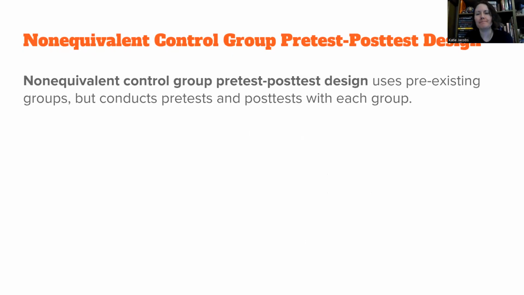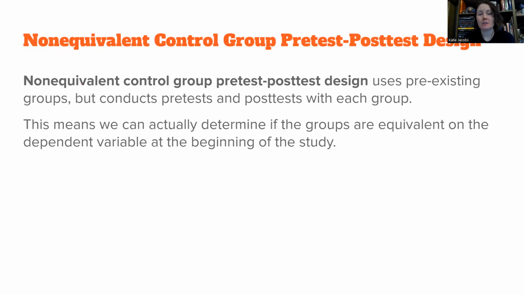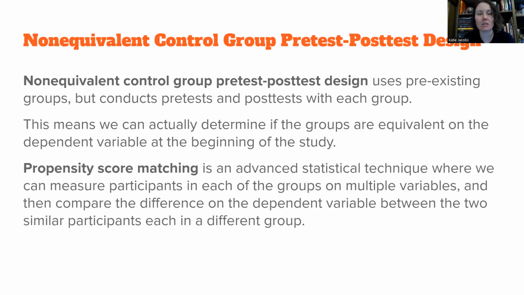So we also have the non-equivalent control group pre-test, post-test design. With this design, we use pre-existing groups, but conduct a pre-test and post-test with both of the groups. So honestly, this is kind of good because we can actually determine if groups are equivalent on the dependent variable at the very beginning of the study. And if they're not, we can also look at changes between the pre-test and post-test scores for both groups to see if there's any changes.